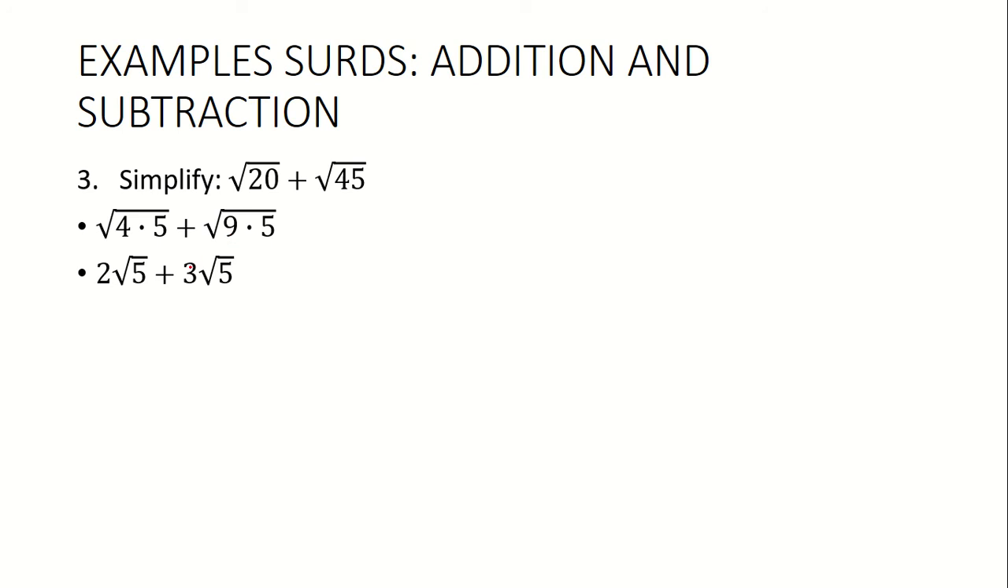Note that the square root of 9 is 3, the square root of 4 is 2, but I can't find the square root of 5, that's why I left it as it is. These are like terms, and when you have like terms, please remember the rule. You will simply add their coefficients, and I can't do anything with that square root of 5. All I'm going to do is just add 2 and 3 and keep the square root of 5 as it is. 2 plus 3 will give me 5, and I'll have 5 square root of 5.